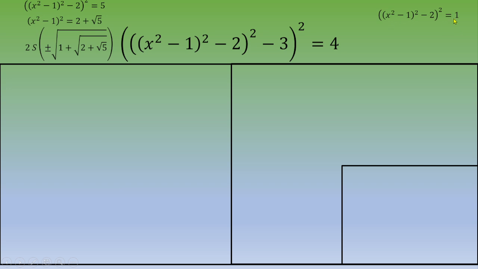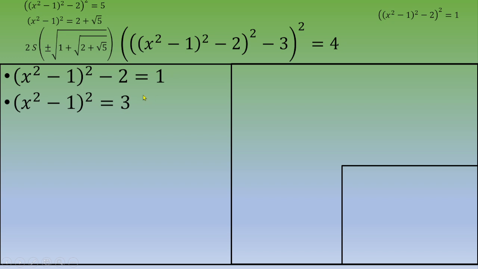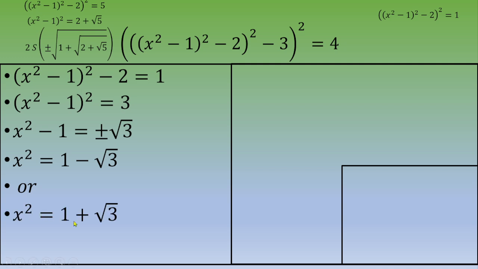So if this equals 1, then you've got two options. Either what is between parentheses equals 1, or it equals minus 1. Equals 1: if you put this negative 2 on the other side of the equation, you end up with 3. And once again, you've got a square equals 3. That means what is between parentheses equals plus or minus square root of 3. And if you put this minus 1 on the other side of the equation, you've got x squared equals 1 minus square root of 3. So this is the first root, and the second one is x squared equals 1 plus square root of 3.